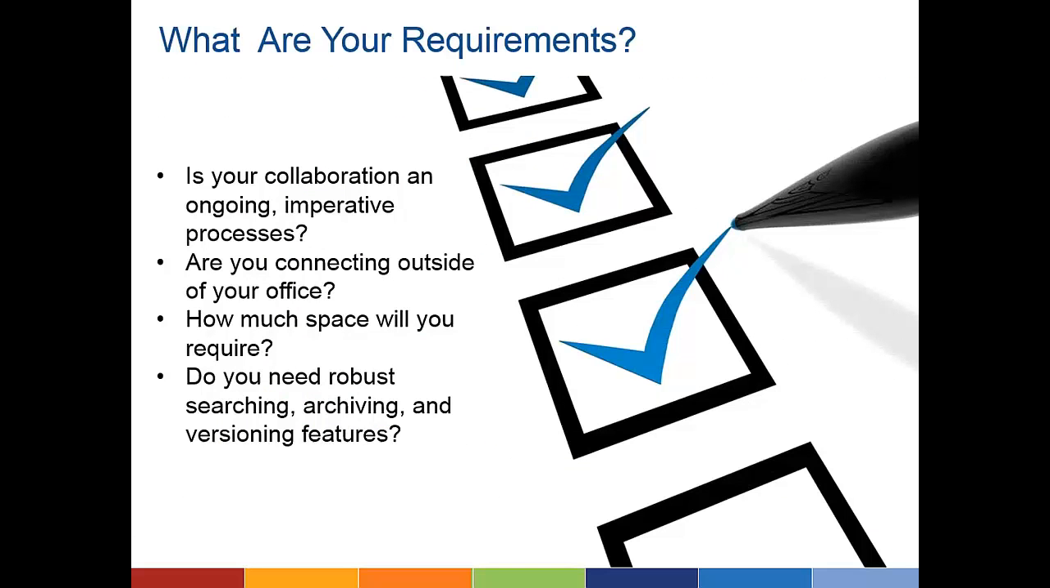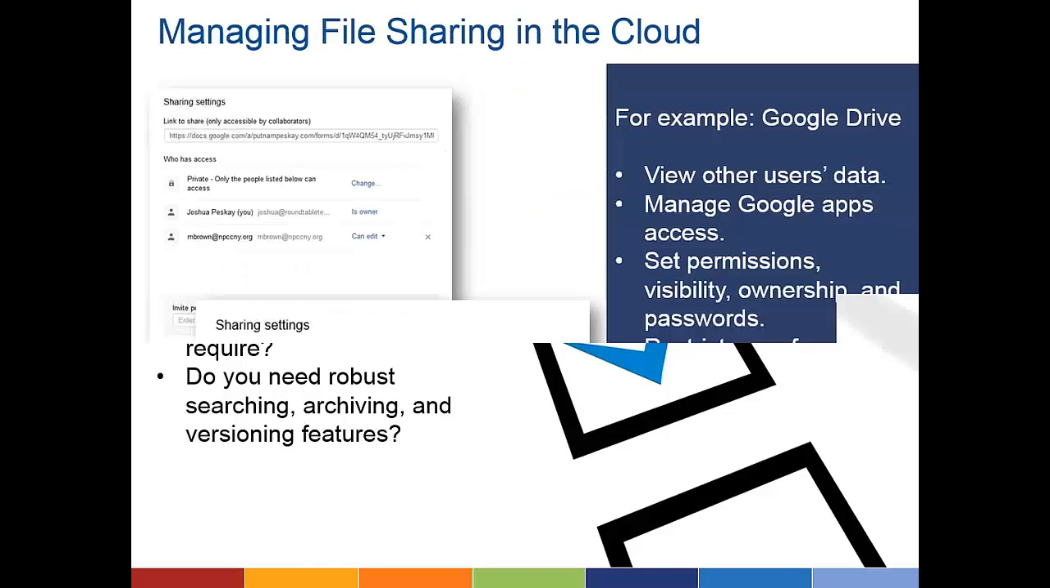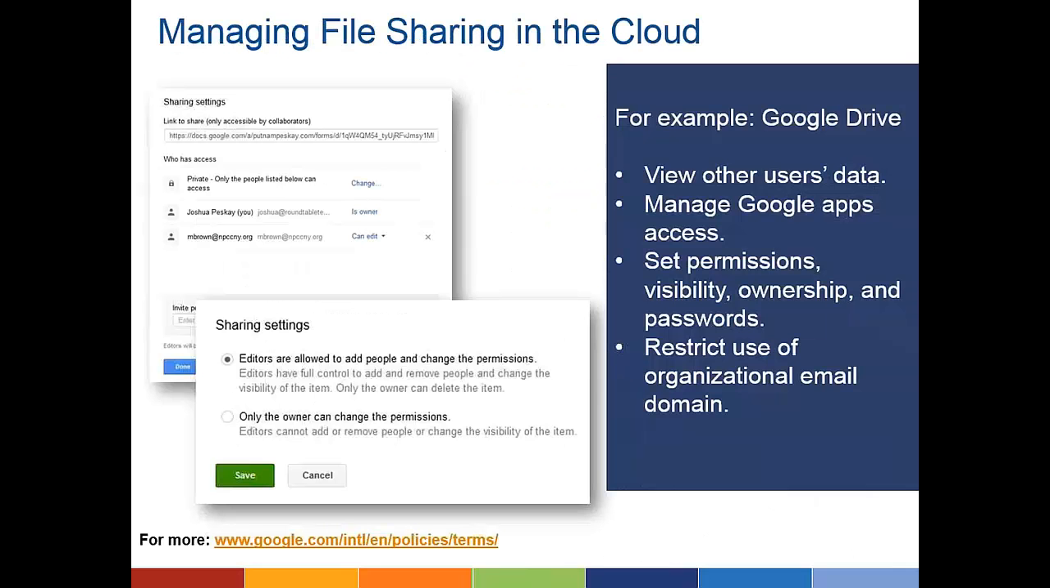Okay, so what are your requirements? Is your collaboration ongoing, imperative processes? Are you connecting outside your office? How much space do you need? What kinds of files do you need? You want to be thinking about all of these things as you're looking at it. It's almost gotten to the point where looking at your files is like building an application. You first look at what your requirement set is, and then start evaluating products to see which ones meet the requirement set that you have put forth. And that's a good thing. There's a lot of functionality out there.